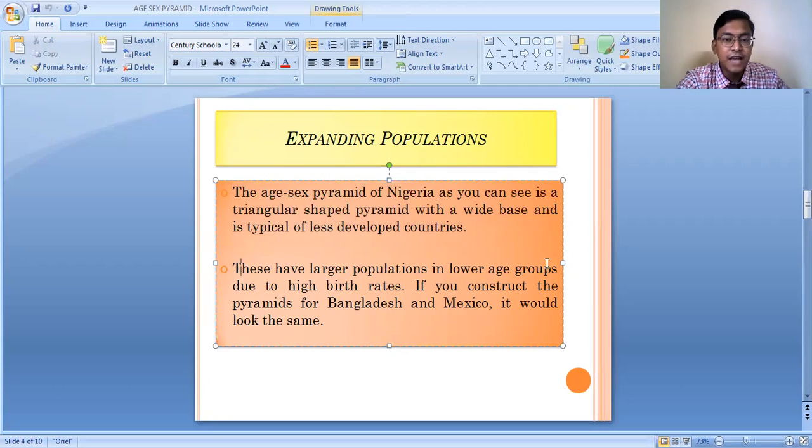So these have higher population in lower age groups due to high birth rate. You have seen that a greater percentage of people are there in the lower age groups. Why? Because the birth rate is higher. So if you construct the pyramids for Bangladesh and Mexico, it would look the same. The population pyramid will look the same actually.